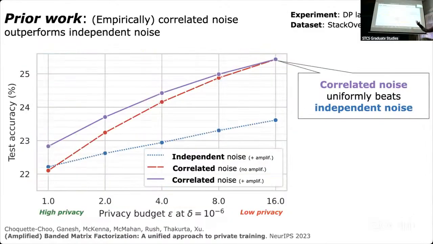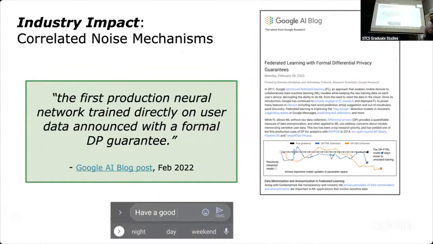And it's been found empirically that this approach Pareto dominates using independent noise. This is from a paper in 2023 on training a small language model on the Stack Overflow dataset. Empirically it does quite well, and in fact, even in industry, this has been used by Google to train the next word prediction models on our phone keyboards. So this algorithm has also been quite impactful in practice.